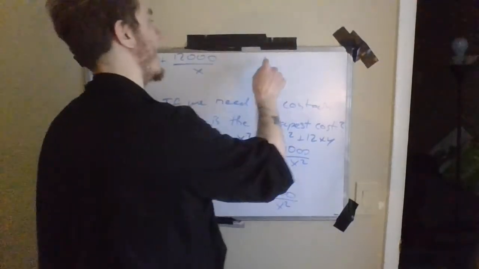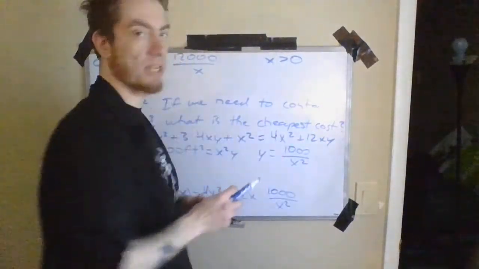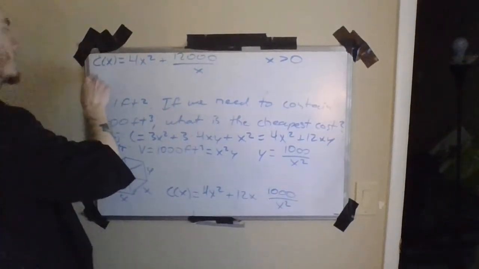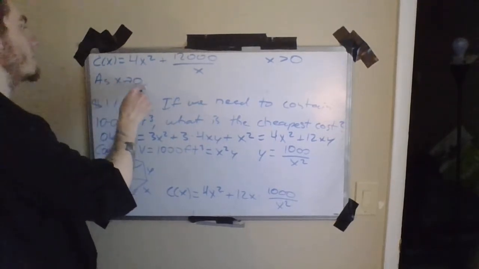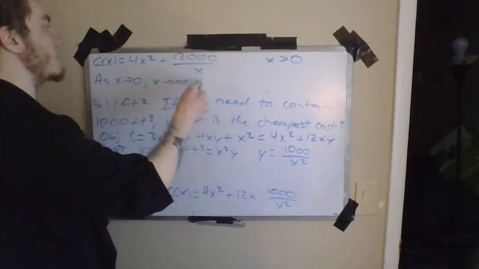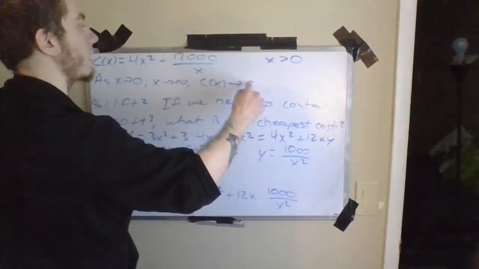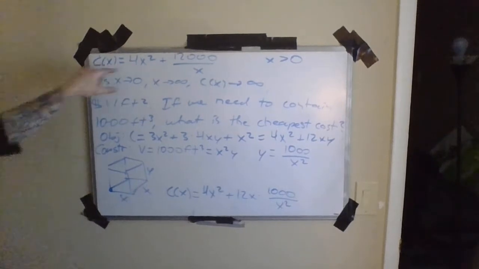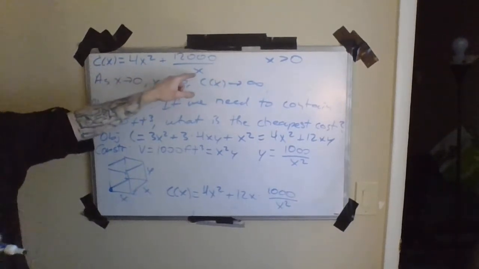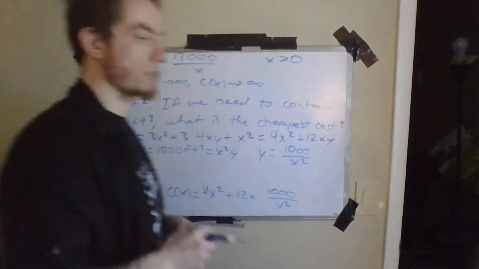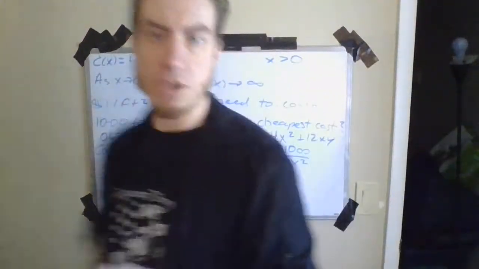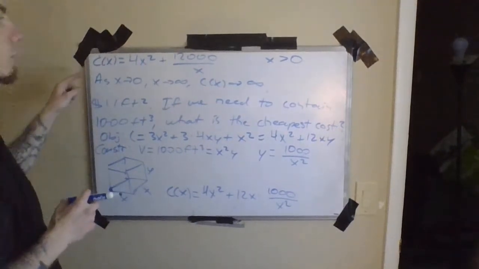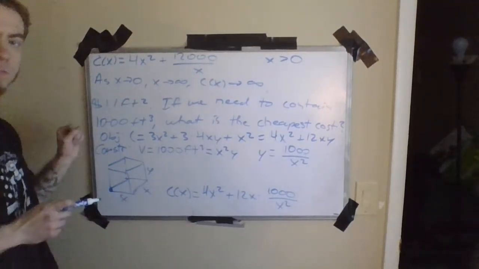And notice here that x has to be strictly bigger than 0. The other thing to notice here is that as x approaches 0 and as x approaches infinity, the cost approaches infinity in both directions. Because as x gets very, very large, the cost goes up to infinity. And as x gets close to 0, the cost goes up to infinity as well. So this means that if we can show that there is exactly one critical point in here, it will have to be a minimum.